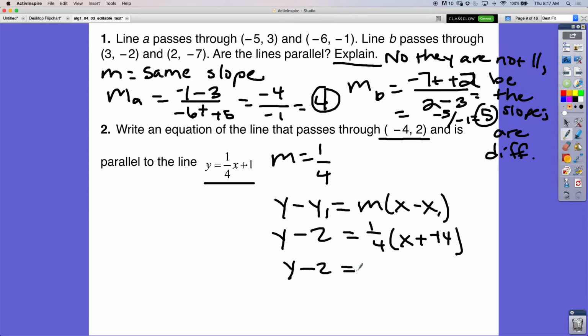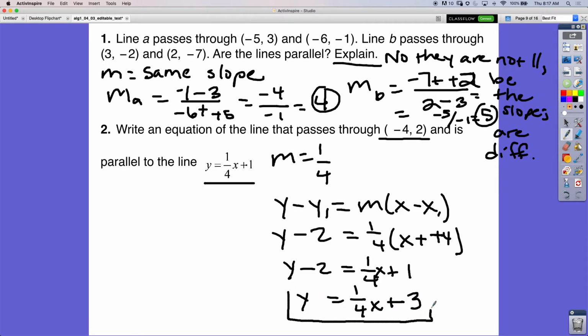So y minus 2 equals, let's distribute this, that's a plus, 1/4 x plus 1/4 of 4 is 1. Add 2 to both sides. y equals 1/4 x plus 3. There's my new equation.